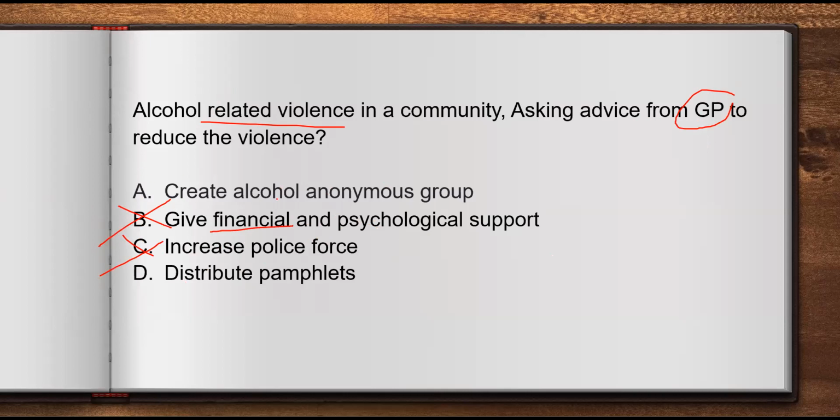Now, between A and D, A is a very good option also, like alcohol anonymous group, but you are not supposed to create that. It should be already there. And there is even online alcohol anonymous. There's like hundreds of alcohol anonymous groups in Australia. You don't need to create one. And it's not your job to create alcohol anonymous group also.